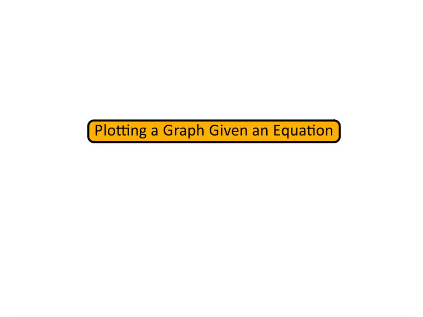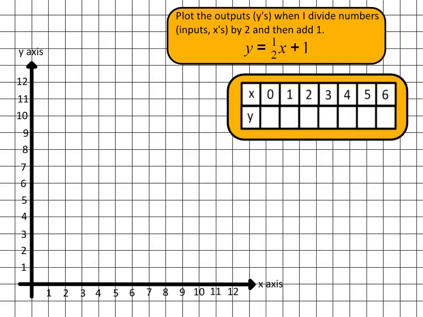In this video, we're going to look at how to draw a graph from a given equation. In this example, we're going to draw the line y equals a half x plus 1. I've drawn a quick table of values to help us do this. This is probably the easiest way to understand this. It's going to help us work out coordinate points that are on this line.